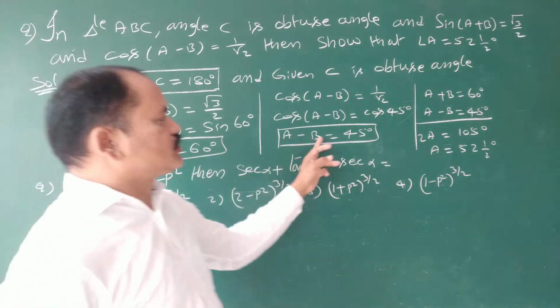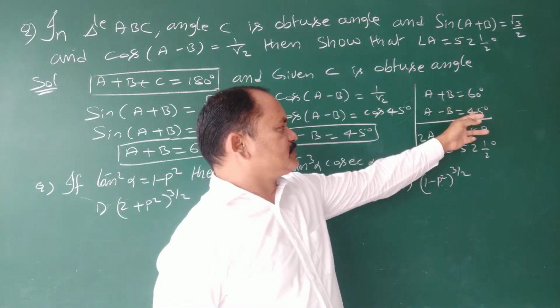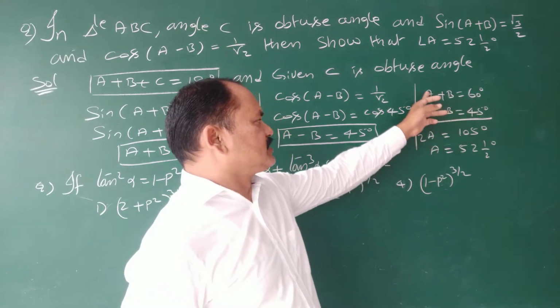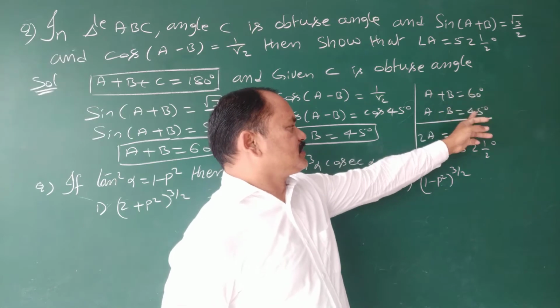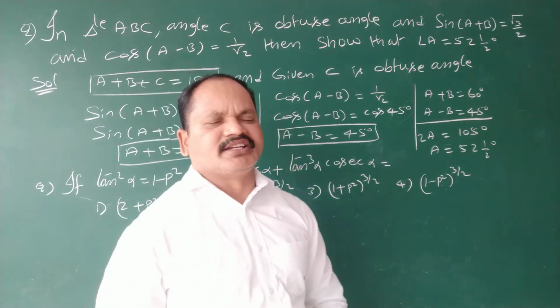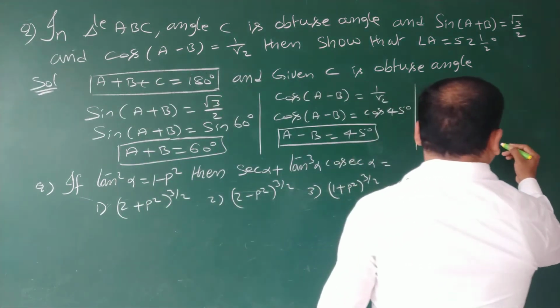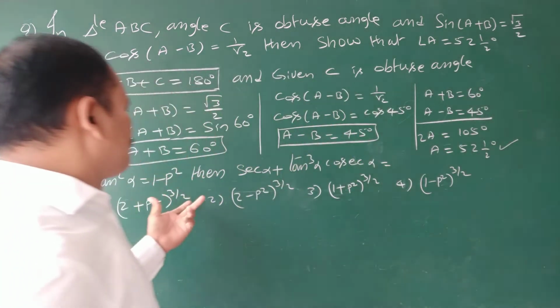Now add these two. A plus B is equal to 60 and A minus B is equal to 45. B gets cancelled. 2A, for 60 plus 45, 105. That's why angle A is 52.5 degrees. So this is the answer. Now we are going to one more question.